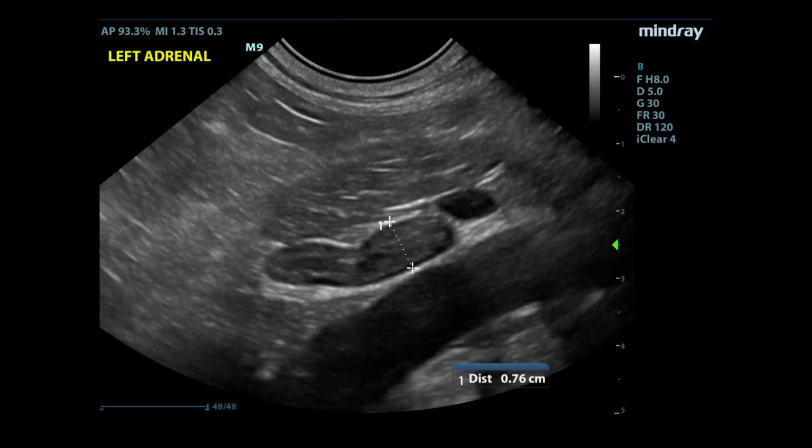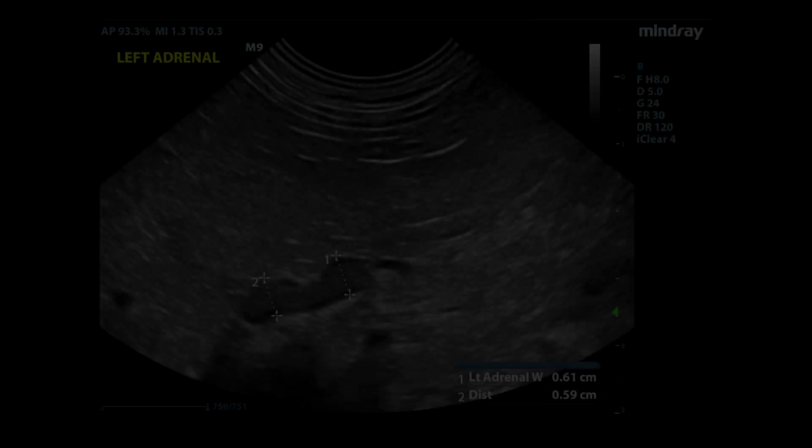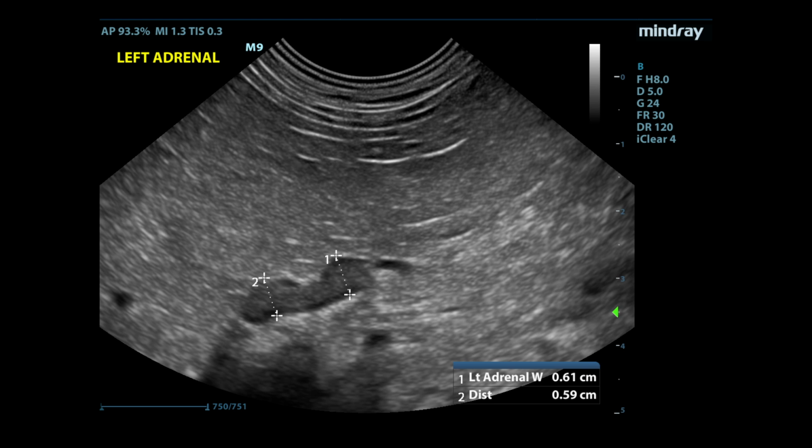In dogs, the adrenal width or diameter should not exceed 0.74 centimeters or 7.4 millimeters in large dogs weighing 60 pounds or more. Adrenal width in small dogs weighing 5 to 20 pounds should be about 0.5 centimeters or 5 millimeters. Adrenal width in medium-sized dogs weighing 30 to 40 pounds should be about 0.6 centimeters or 6 millimeters.